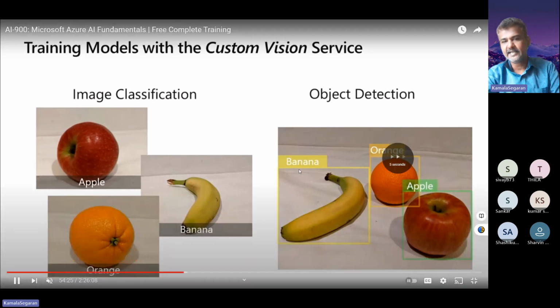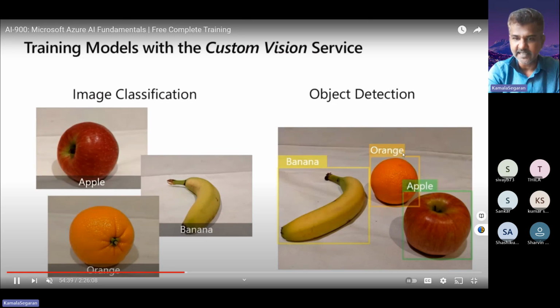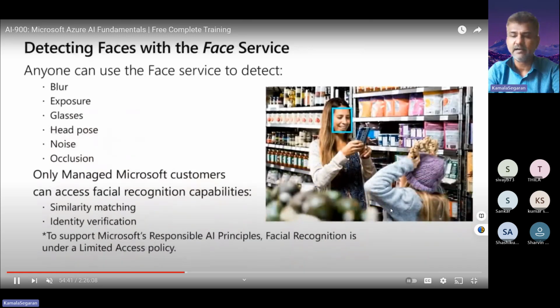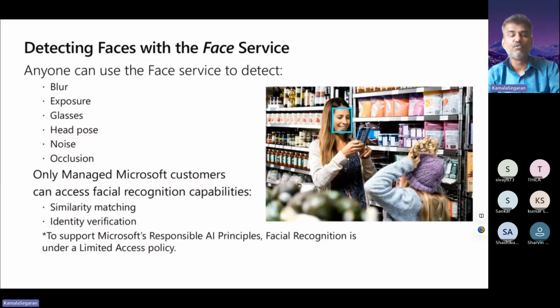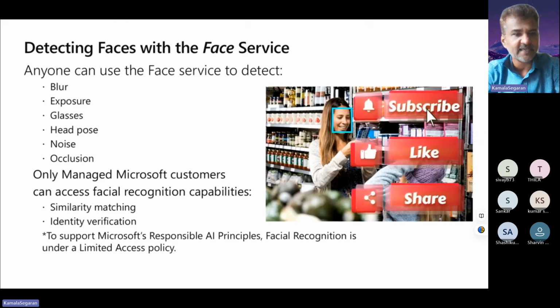It creates a kind of bounding box, basically an area, to make sure. So there are many facets of components that it actually takes into account. If you look at facial recognition, face services, you can now use AI to detect a blurred face. If there is high exposure, glasses, headphones, noise, occlusion, whatever, face services can clean the face and give it to you in a meaningful manner. This is by similarity matching, identity.